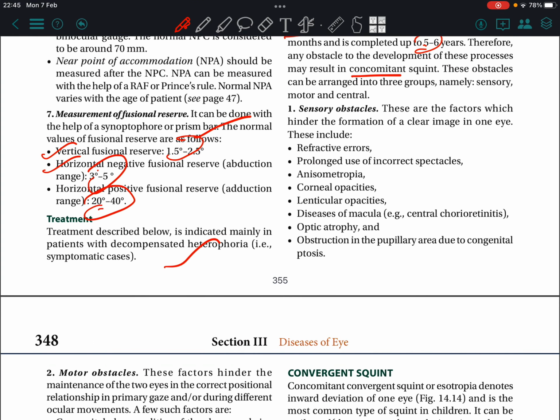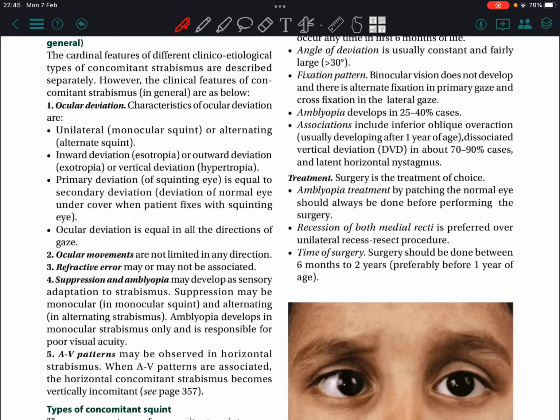Sensory obstacles. These are factors which hinder the formation of a clear image in one eye. These include refractive errors, prolonged use of incorrect spectacles, anisometropia, corneal opacity, anterior segment opacity, disease of the macula, optic atrophy, and obstruction of the pupillary area due to congenital ptosis.